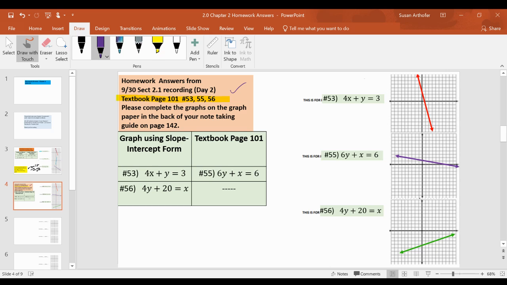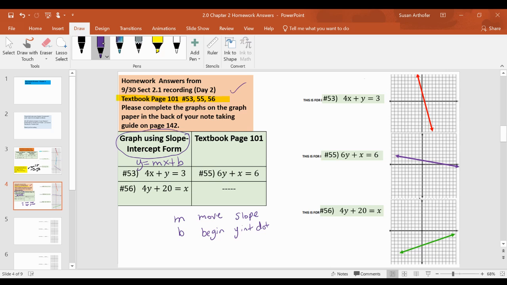So the directions here were to graph using slope-intercept form. Remember that is y equals mx plus b. The m is how you move, and the b is where you begin. The m is the slope. The b is the y-intercept dot. And when you move, you always move your hand to the right when you go up and over, or down and over.